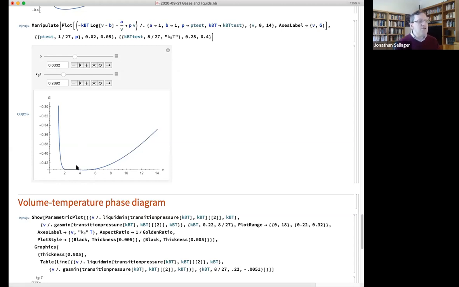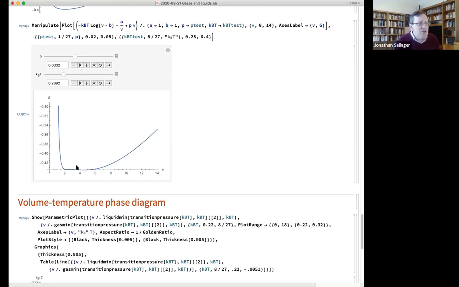Now, suppose instead of doing it graphically, I wanted to do it algebraically. I would need equations to represent what I just found by eye, by moving the sliders around. So I need to solve for 3 things: what's the pressure, what's the temperature, and what's the volume at the minimum right there. So I need 3 equations to solve for these 3 things.